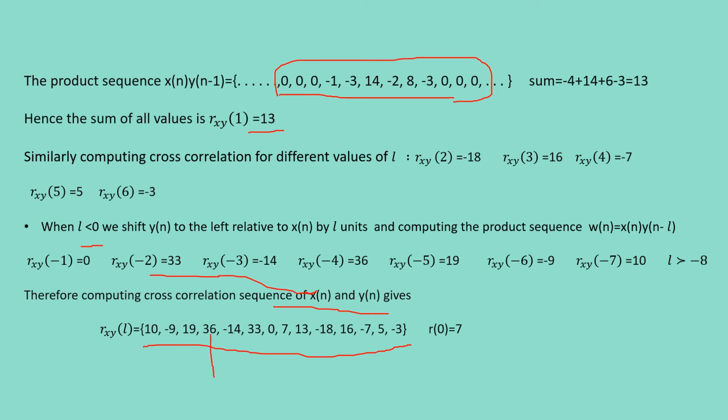We can find that the highest value obtained is 36. What does this 36 mean? It means that this 36 value is obtained when L is kept at minus 4. That means by putting L equal to minus 4, we got the cross correlation value as 36. It means that at L equal to minus 4, the signals x of n and y of n are most similar. So the maximum value of cross correlation indicates that the signals are almost similar at that value.